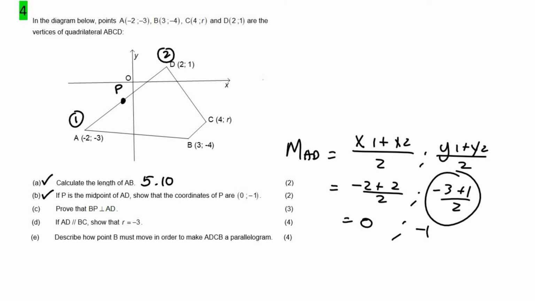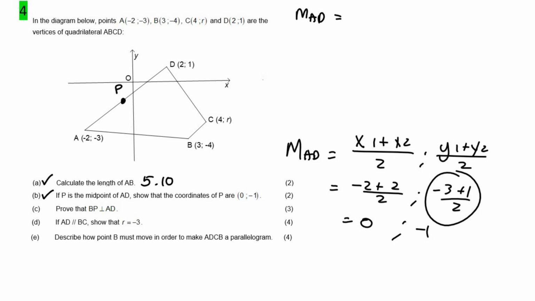Question C. Prove that BP is perpendicular to AD. So BP is this line over there. And they want us to prove that that is perpendicular to AD. So to prove that two lines are perpendicular, you need to calculate the gradient of each line, then multiply those two answers, and we should get minus 1. So what we're going to do is work out the gradient of AD.